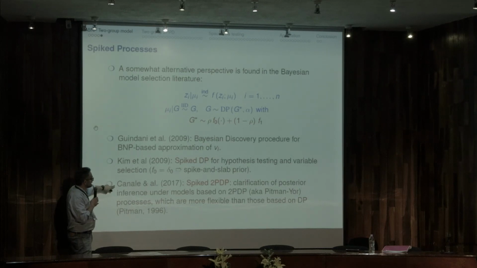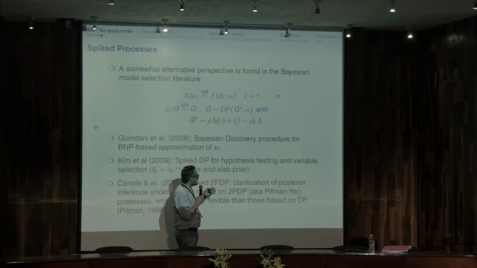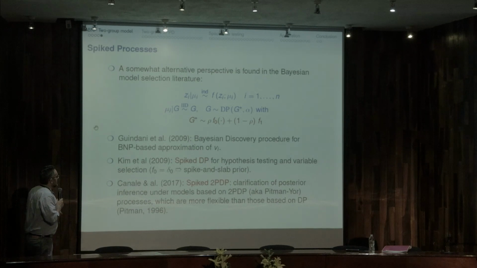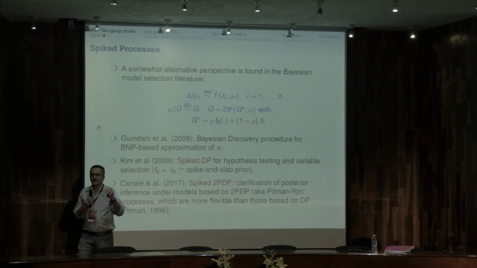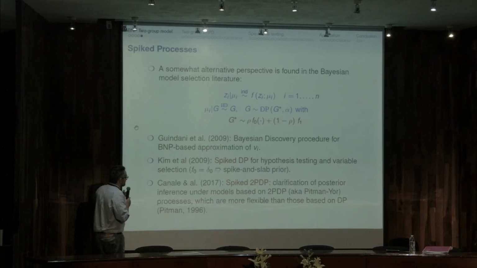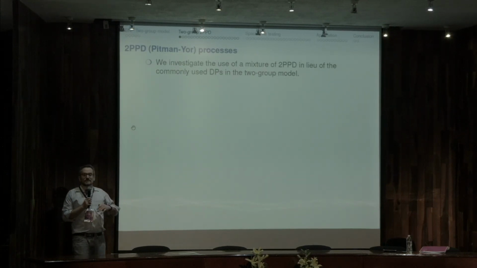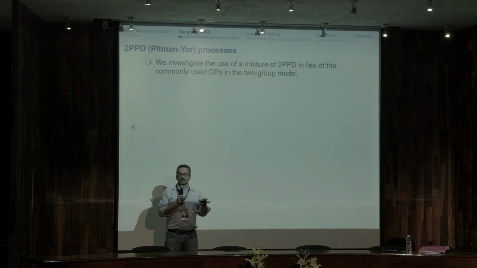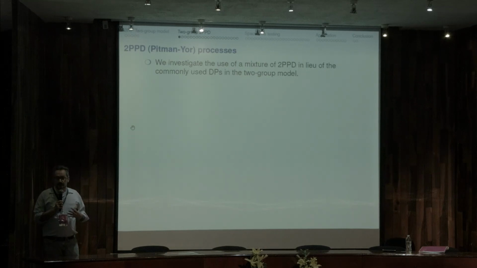More recently, Canale, Prünster, Lijoi, and Nipoti have introduced the spike two-parameter Dirichlet process, spike Pitman-Yor process if you want, and they have basically shown that for this type of modeling procedure, it is better to use a spike two-parameter Dirichlet process with respect to a simple spike DP. In this talk, I would like to investigate a bit more the use of a two-parameter Poisson-Dirichlet process in lieu of a simple Dirichlet process when you are confronted with a problem of hypothesis testing using a two-group mixture model framework.